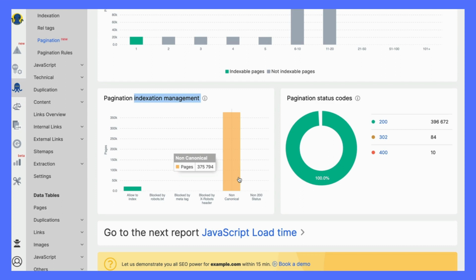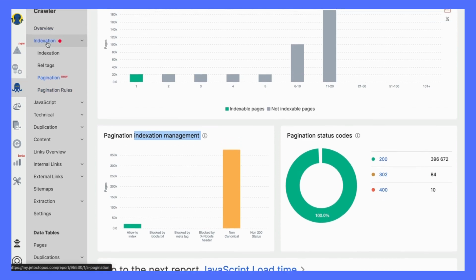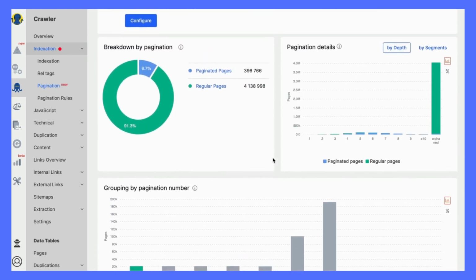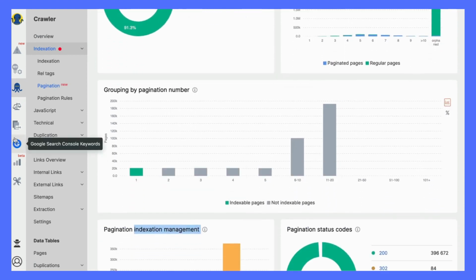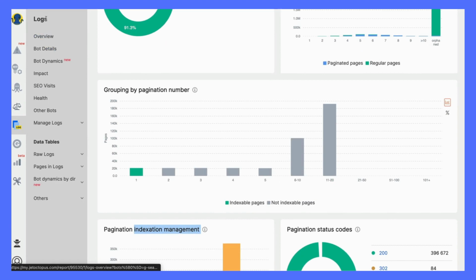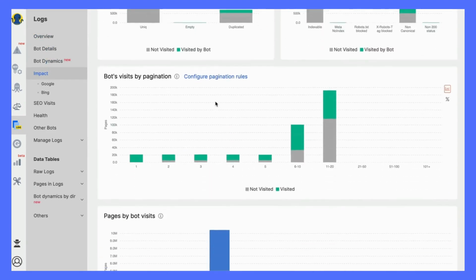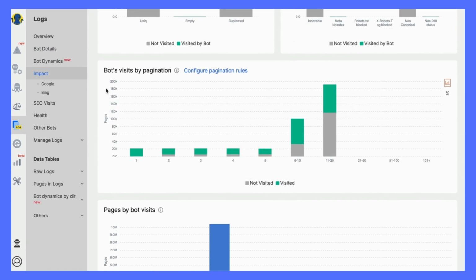So you see that we have the new section dedicated to pagination in our crawler section, with the initial information about your pagination. And in your logs section, impact was added with one more chart, which is bot visits by pagination. So I hope you will find it really valuable.